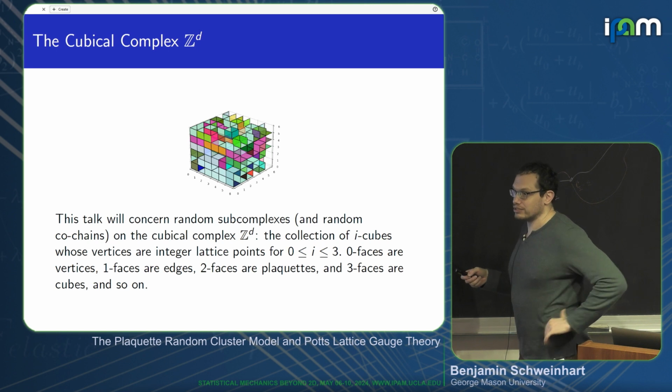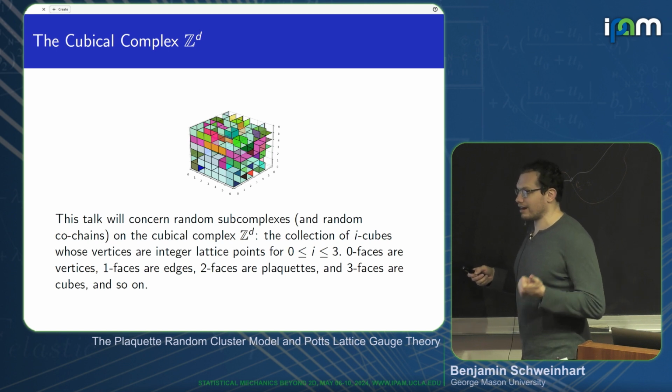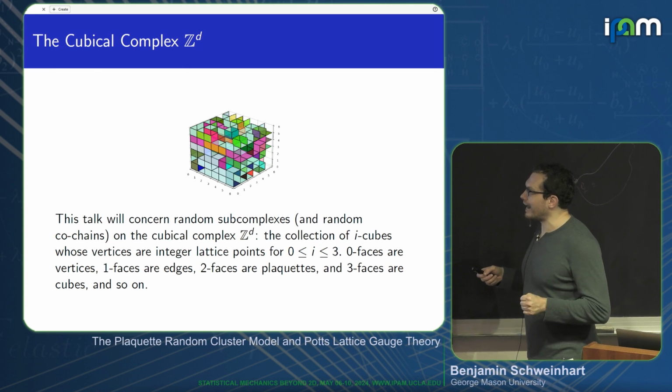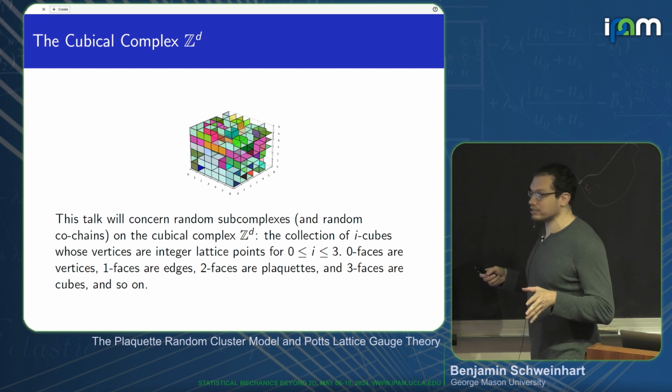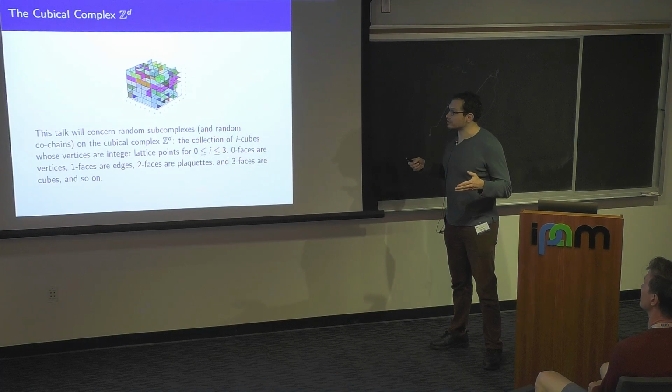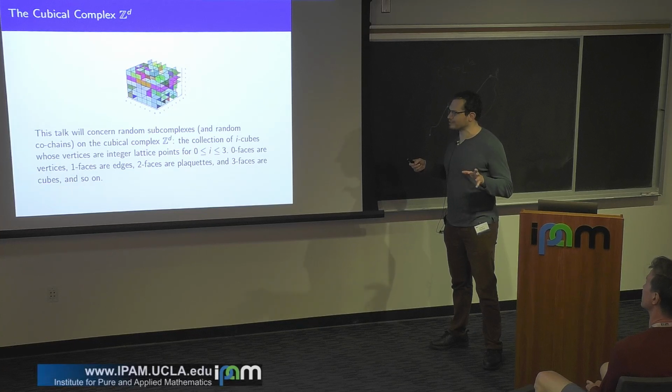That is, in addition to the 0-cells, vertices, and the 1-cells, edges, you also have the 2-dimensional faces, which are unit squares whose corners are integer lattice points, and we'll be calling those plaquettes. In our papers, we also talk about higher dimensional plaquettes, but to keep things simple today, I'll mostly be talking about 2-dimensional plaquette percolation.